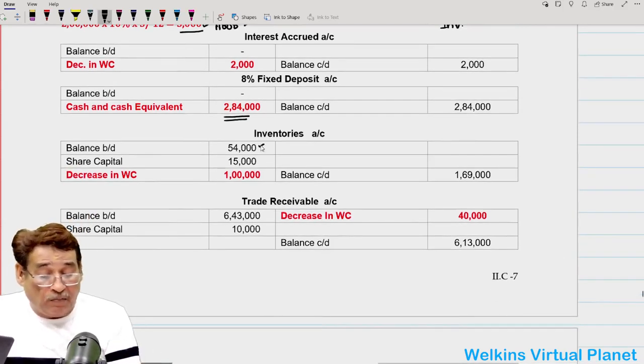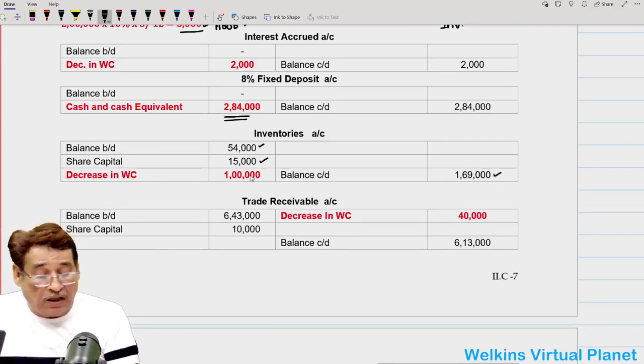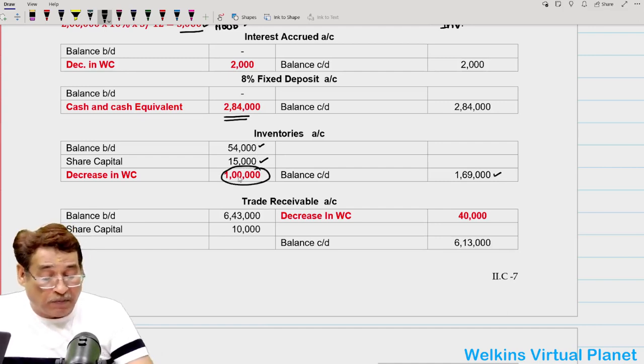Inventories, you had in the beginning 54,000 worth of inventory. From vendors, you got 15,000 worth of inventory. Closing balance is 1,69,000. So inventories are increasing. Increase in current asset means decrease in working capital.